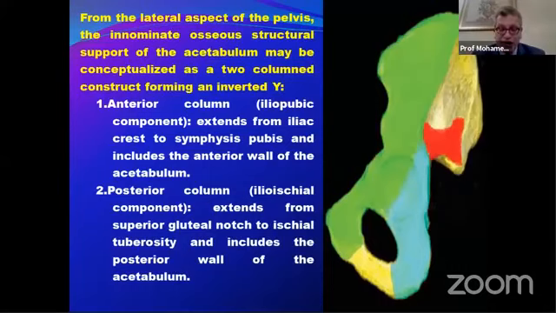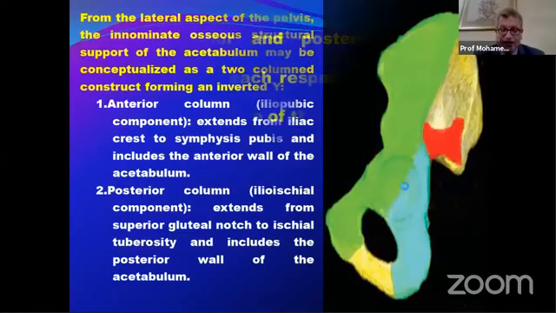The anterior column, how do we identify the anterior column? The anterior column is represented by the iliopubic component, or the iliopubic line, which extends from the iliac crest to the symphysis pubis and includes the anterior wall of the acetabulum. And the posterior column, which is represented by the ilioischial line or the ilioischial component, extends from the superior gluteal notch to the ischial tuberosity and includes the posterior wall of the acetabulum.